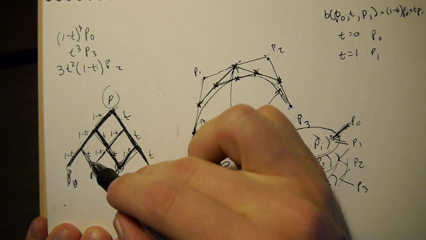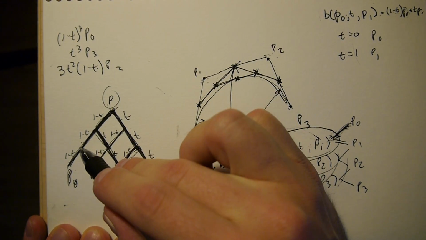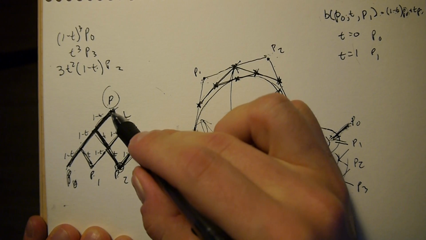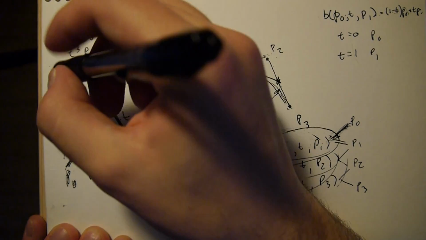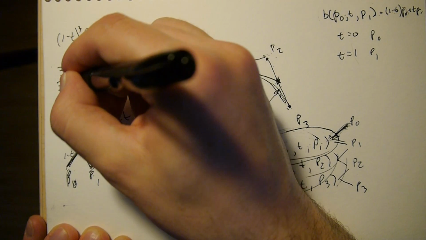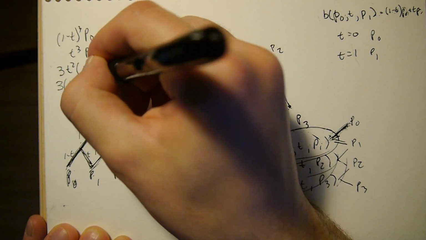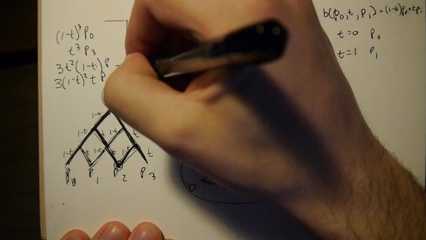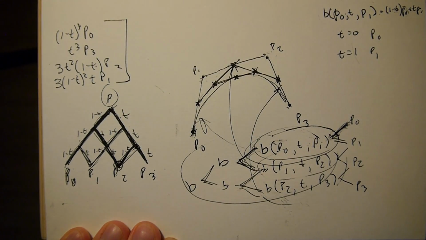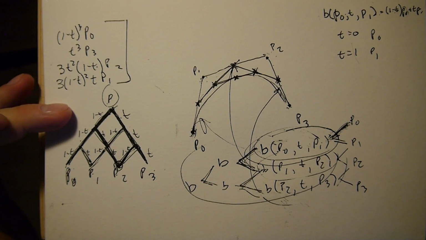The same is true of this guy. I can take my 1 minus t branches twice and then take a t. I can take 1 minus t, then a t, then a 1 minus t. Or I can take a t and then 2 1 minus t's. So it's another 3, but this time it's the 1 minus t that shows up twice and the t that shows up once, right? And there's P1. This is the equation for a Bezier. That's it. Sum these guys together, that's the entire equation.